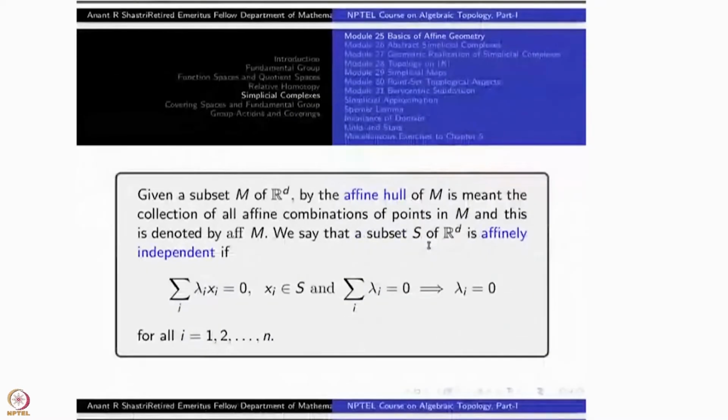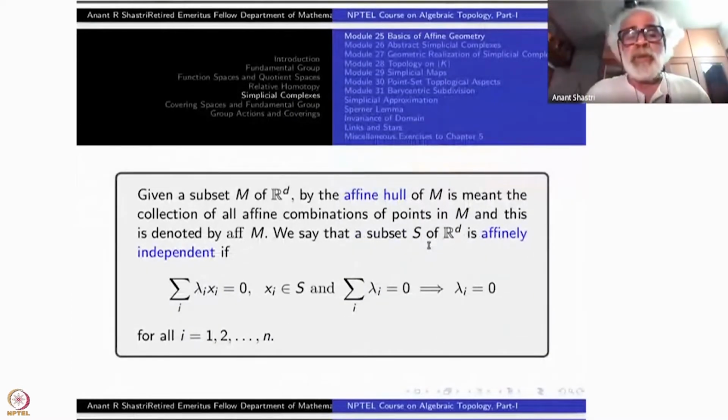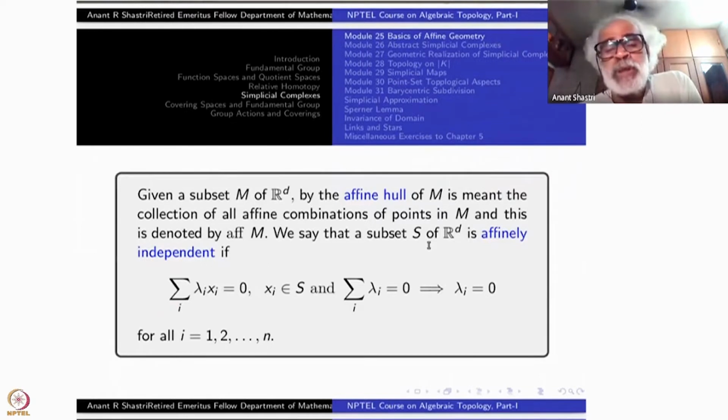Given a subset M of R^d, by the affine hull of M is meant the collection of all affine combinations of points in M. And this is denoted by aff M. It is similar to, given a subset, taking L(M), which is the linear space spanned by it. It's a similar construction, only now I am taking the affine space.